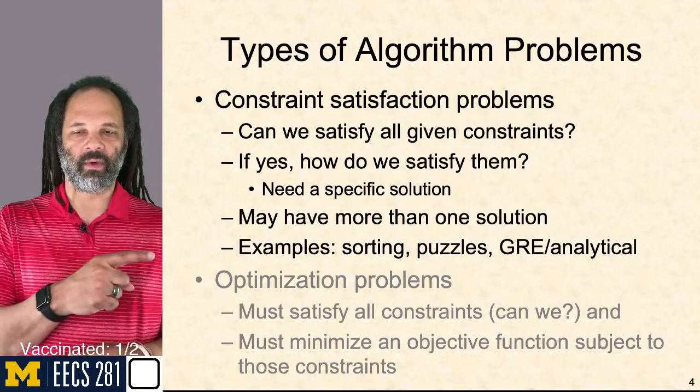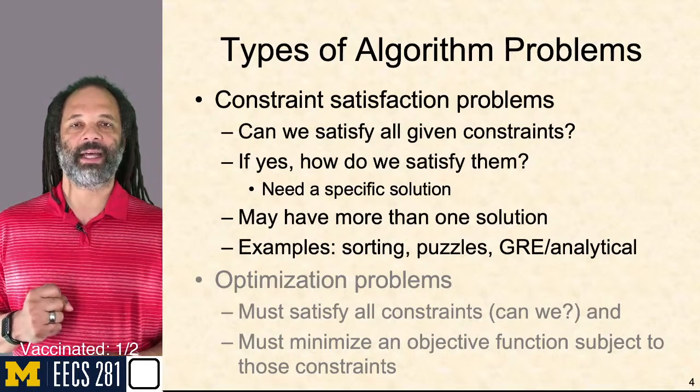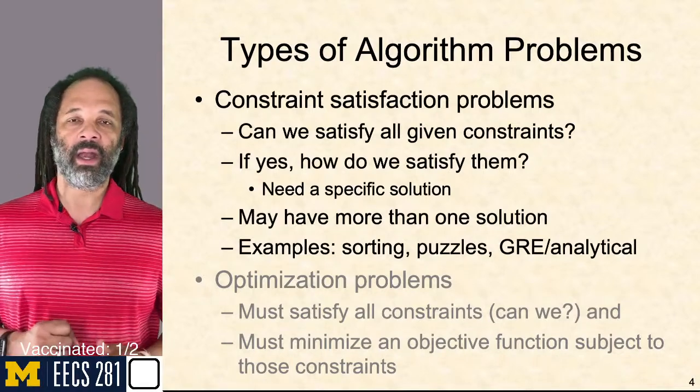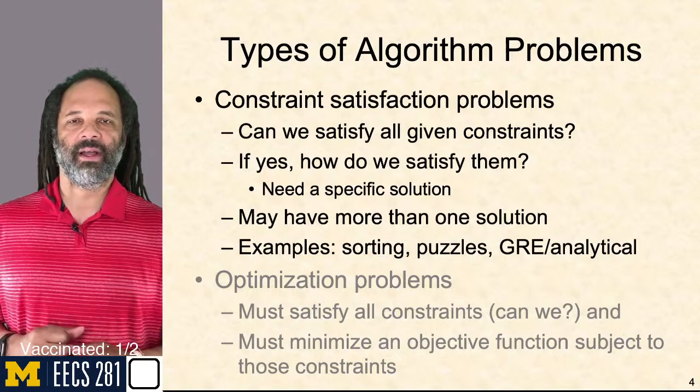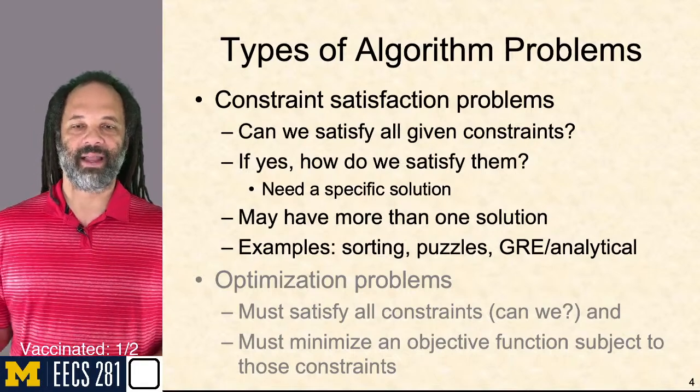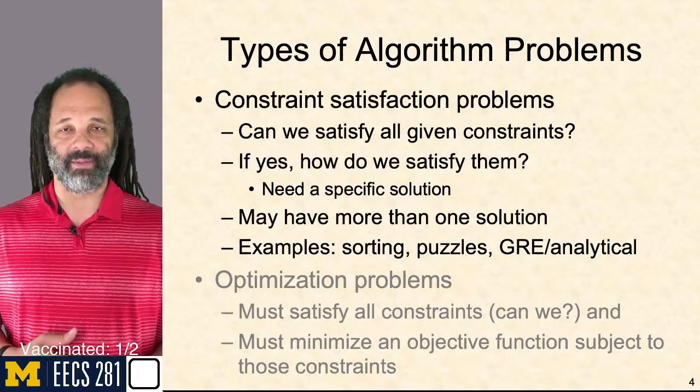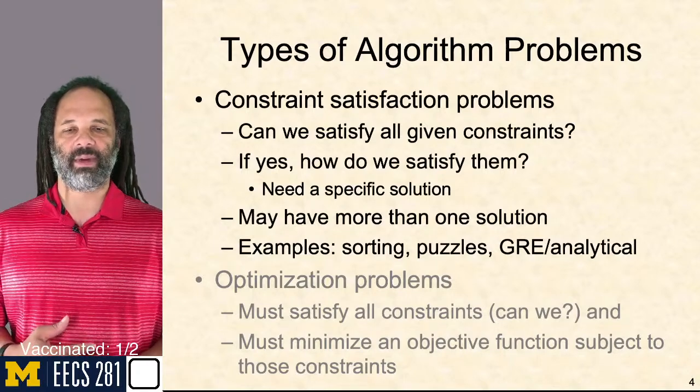Some examples, of course, sorting. That's a constraint satisfaction problem. Can you put all of these items in a container such that no item is larger than the items that follow it? That is a constraint that must be satisfied, which is why sorting is actually a constraint satisfaction problem.